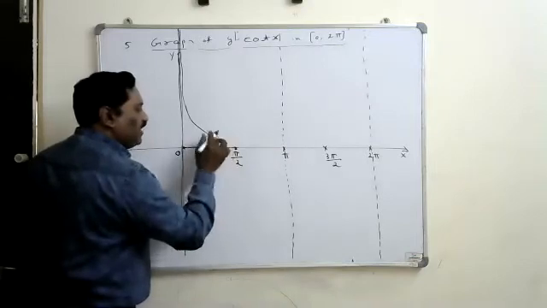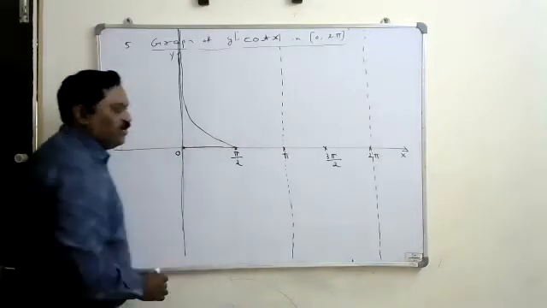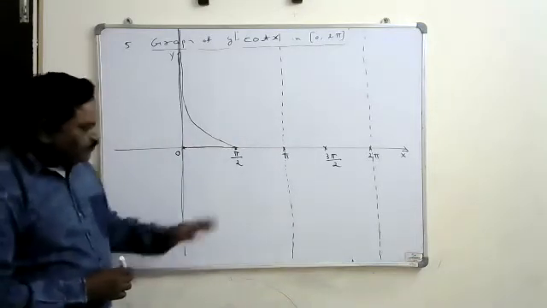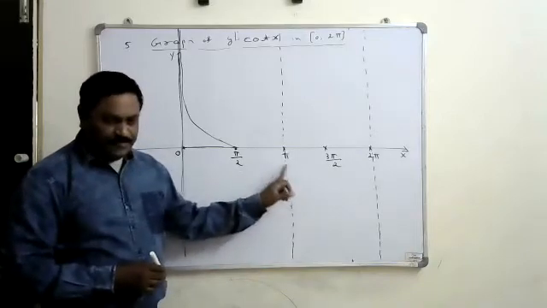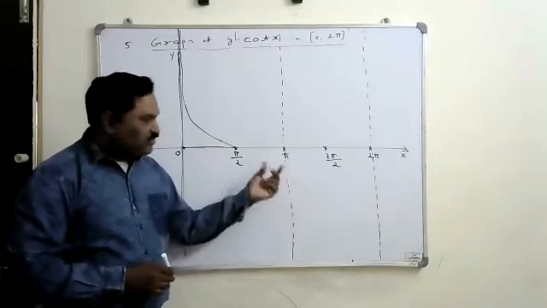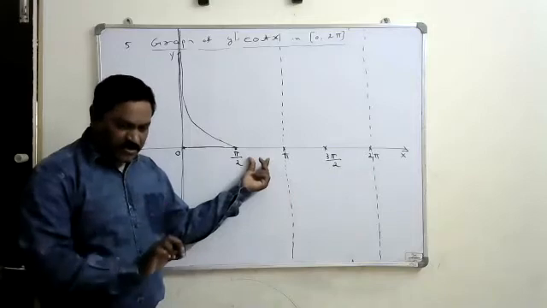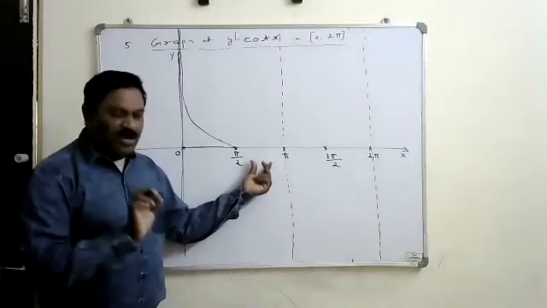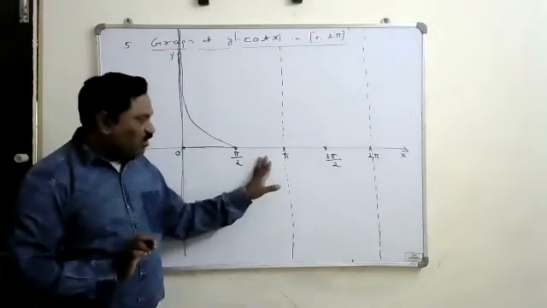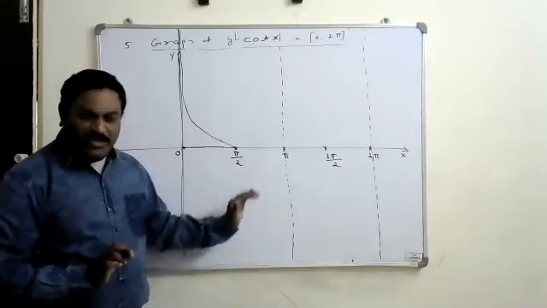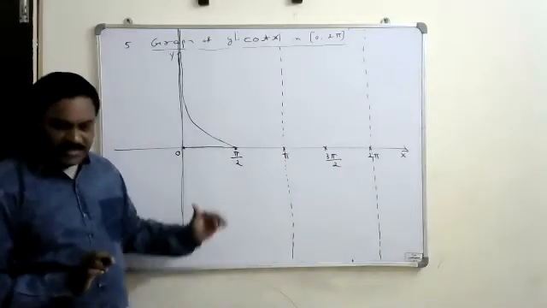And it goes to 0 at x equal to pi by 2. Next, pi by 2 to pi, that is 90 to 180. These are angles of the second quadrant. In the second quadrant, cot is negative, which means for all these angles, cot gives negative values, so y becomes negative.